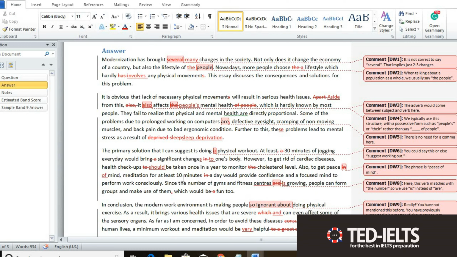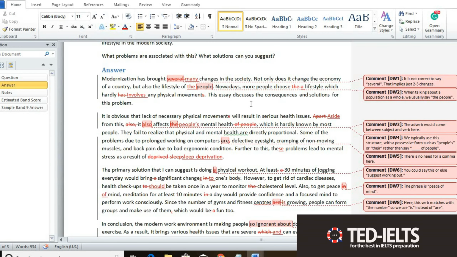For me, the third paragraph, I didn't find this a particularly convincing argument. The idea of doing a physical workout, it's quite basic. It's certainly good enough that it answers the question, but it's not good enough that it's going to get a band 8 or 9, I think. Furthermore, all the points here in body paragraph 1 and 2, I feel they are stated well and developed well. They certainly could have been better.